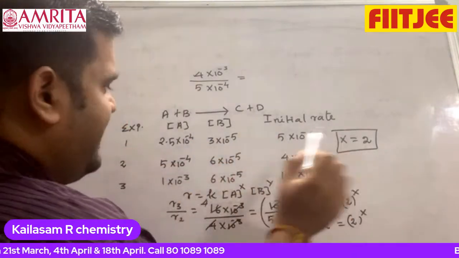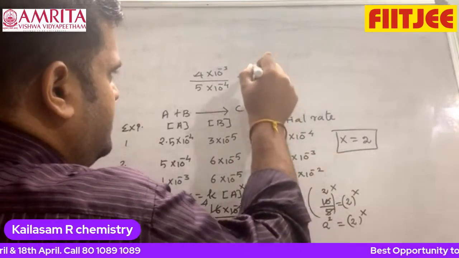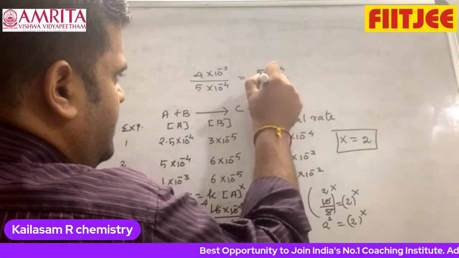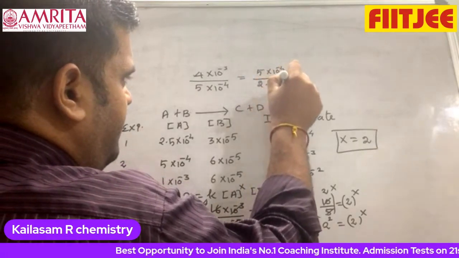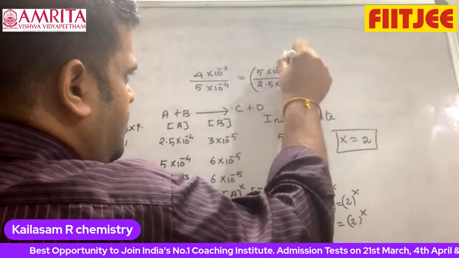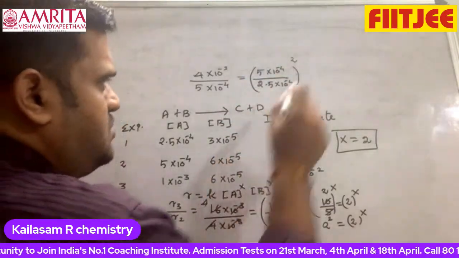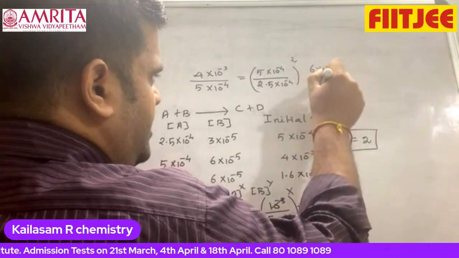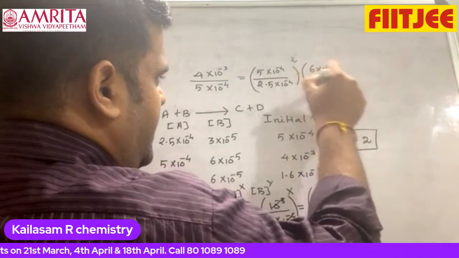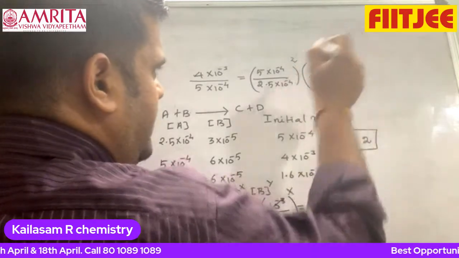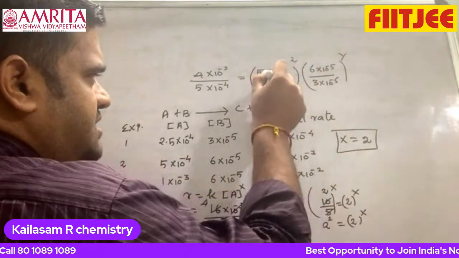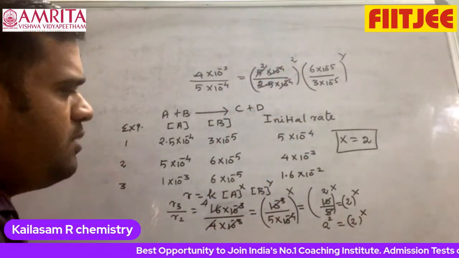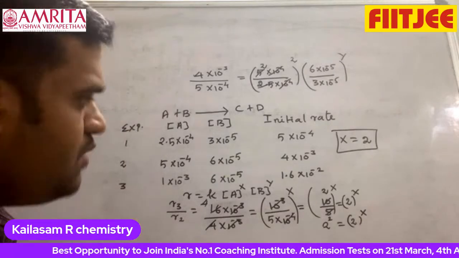A is second order. I am writing 5 into 10 power minus 4 by 2.5 into 10 power minus 4, as a whole square. And this will be 6 into 10 power minus 5 by 3 into 10 power minus 5, with B power y. I am keeping 4 power is 1. So now this and this will be cancelled off, and I am going to get 2. 2 squared is nothing but 4.